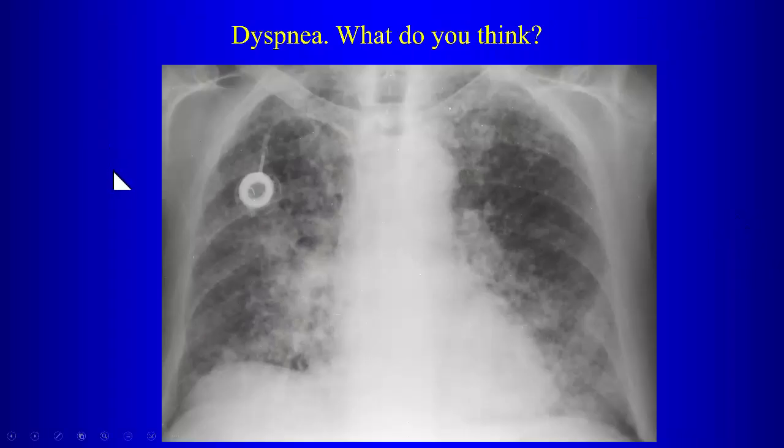So this person is short of breath, and they have kind of a reticular nodular pattern bilaterally in the lungs, and the CT looks like this. So what do we think here? You have interlobular septal thickening. Yeah, so we have interlobular septal thickening, right? So what do we think the cause might be?